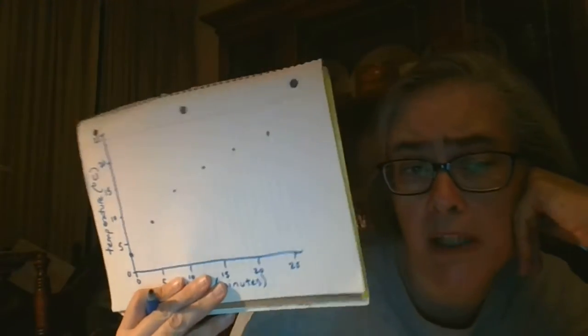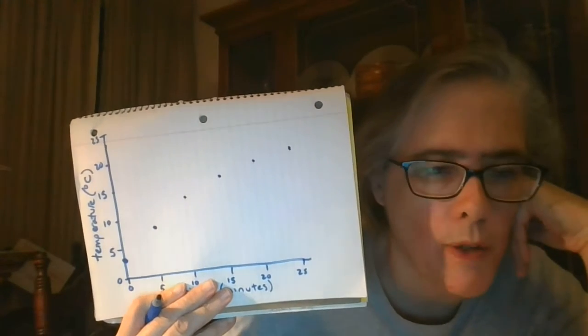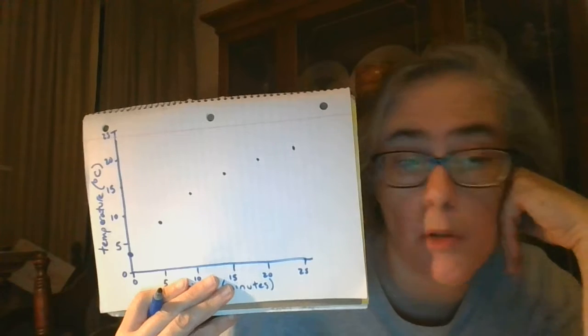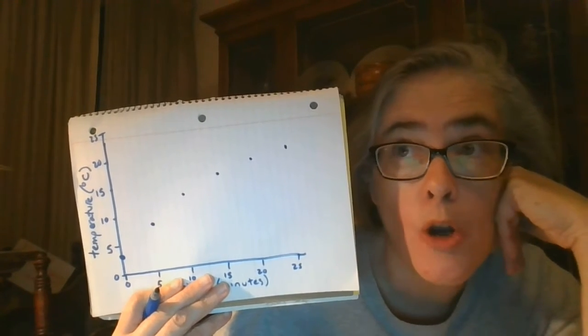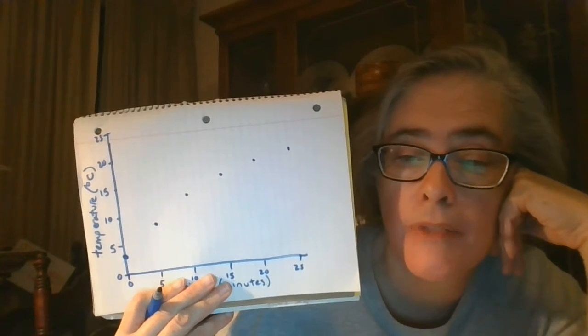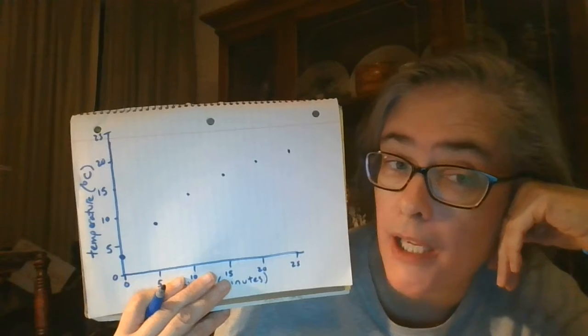Here it is. Let me put in my other data. All right. So there's 1, there's 1, there's 1, there's 1. So your data might look something like this. It might look very different than this, depending on what you were measuring. If you had warm water cooling down or cold water warming up. Now I've got a bunch of dots. The next thing to do is to draw the lines.